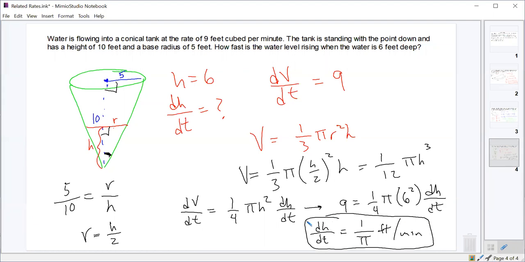Did you get the 9 from the original problem? Is that where that came from? Yep, dV/dt equals 9. So we just replace the dV/dt with 9. And that's related rates. That's how you do related rate problems. Any questions on that?